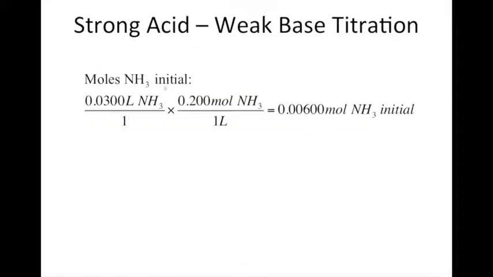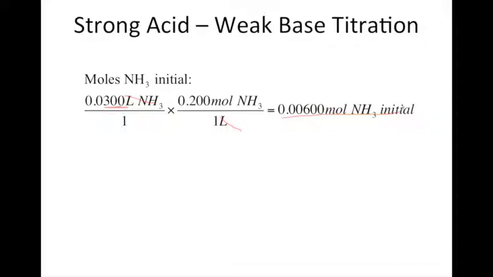So for the moles of ammonia initial, we take our 30 mL, convert it to liters, and we multiply that times the molarity of ammonia, which is given in the problem. Be sure you've written that problem down so you can follow along. Our liters cancel, and we end up with 0.00600 moles of ammonia.